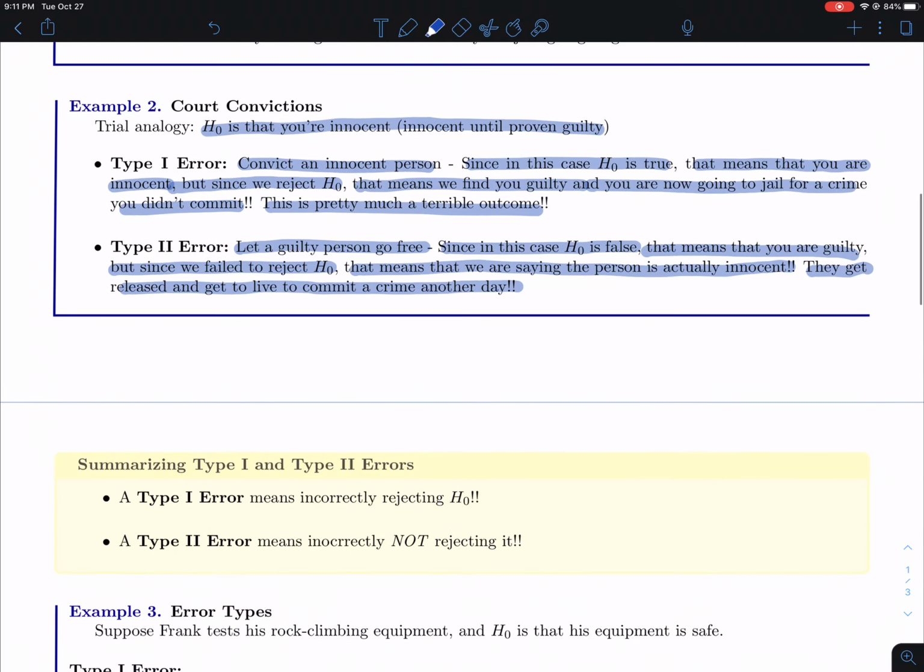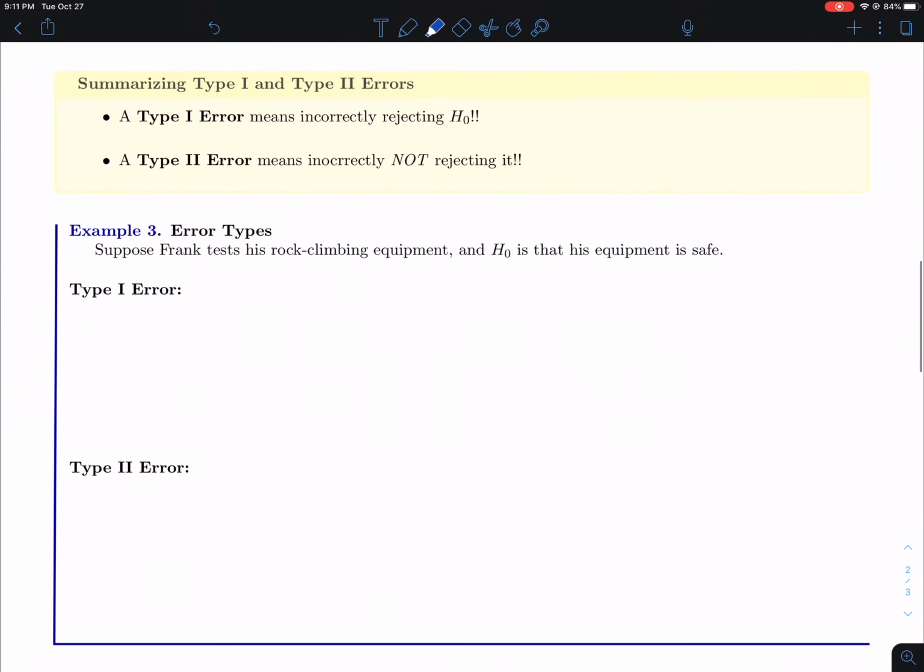All right, so just to summarize the type 1 and type 2 errors. A type 1 error means that we're incorrectly rejecting H naught. And a type 2 error means we're incorrectly not rejecting H naught.